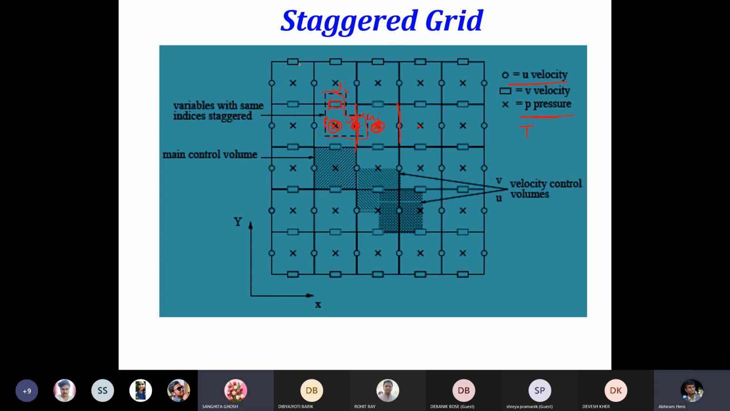So the advantage of that kind of pressure field is that you need not worry about that larger grid size that was coming into the picture. Those types of things will not be here. Okay, so that's why we prefer this staggered grid arrangement.